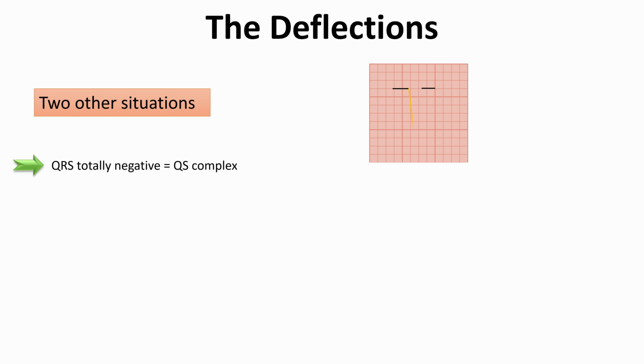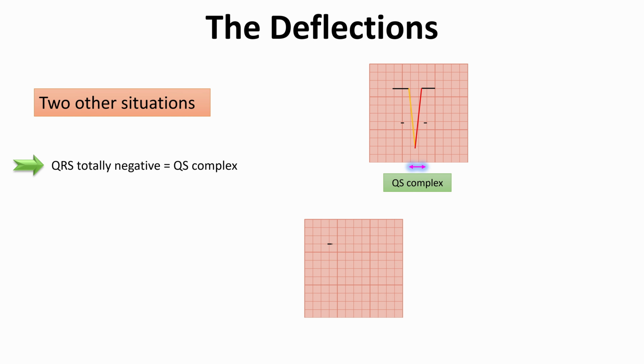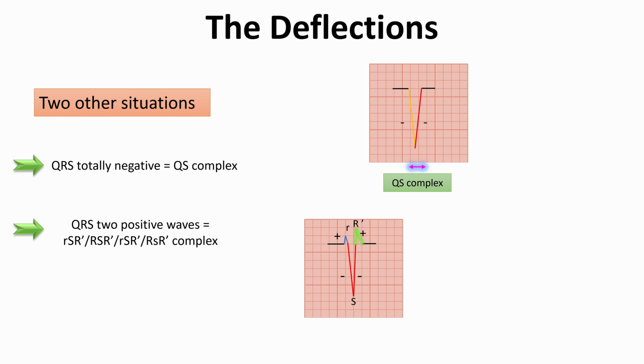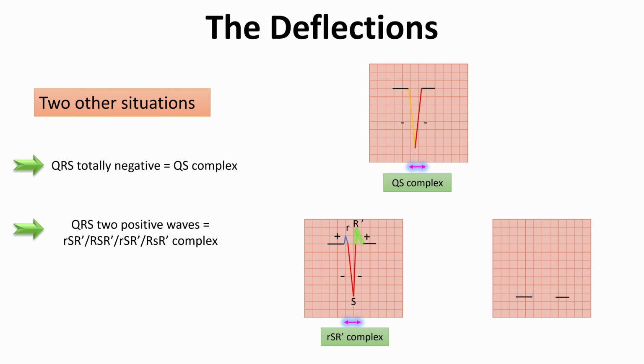Two other situations are worth mentioning. If a QRS deflection is totally negative without an ensuing positivity, it is termed as a QS complex. Secondly, if the QRS complex reflects two positive waves, the second positive wave is termed as R dash, and accordingly, the complex is termed as rSR dash or RSR dash, by small or capital letters, depending upon the magnitude of the positive R wave and the negative S wave.